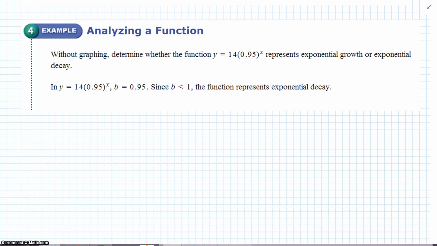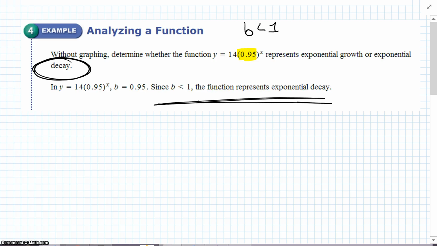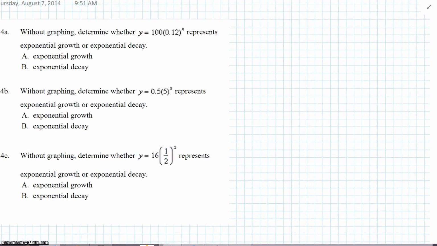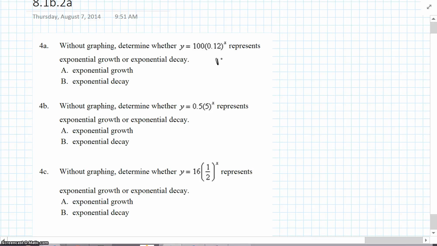All right. Without graphing, determine whether the function y equals 14 times 0.95 to the x power is exponential growth or decay. Well, my b value is less than 1, so it must be decay. Okay, without graphing, determine what represents growth or decay. Well, that's 0.12, so that's decay. That's 5, so that's growth. And that's 1/2. Well, that's less than 1, so that's decay. So the first one was decay, the second one was growth, and the third one was decay.